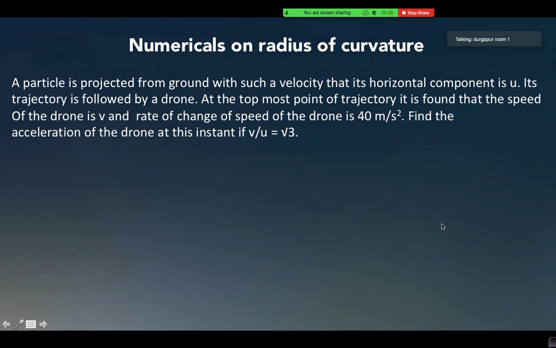A particle is projected from ground with such a velocity that its horizontal component is u. Its trajectory is followed by a drone. At the topmost point of the trajectory, it is found that the speed of the drone is v and the rate of change of its speed is 40 meter per second square. Find the acceleration of the drone at that instant if v by u is root 3.